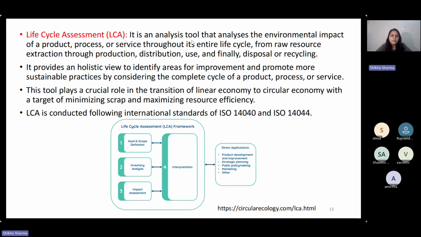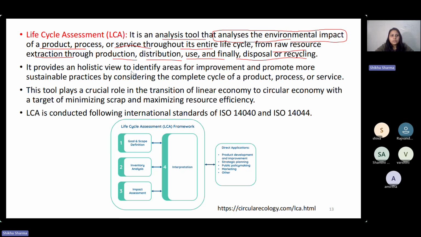Life cycle assessment is basically a science-based analysis tool that analyzes the environmental impact of a product, process, or service throughout its entire life cycle, from raw resource extraction, through production, distribution, and use, and finally disposal to the environment or recycling. So in the complete life cycle of a product, how much environmental impact it is creating is calculated with the help of LCA.